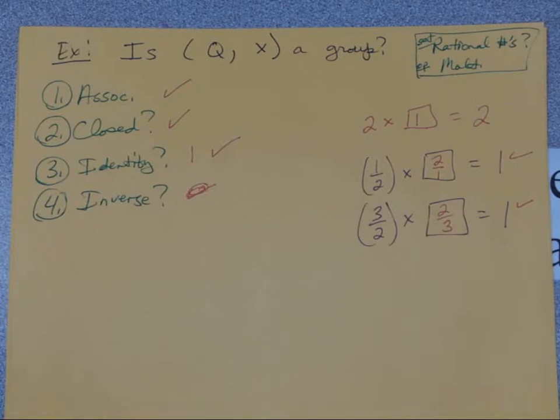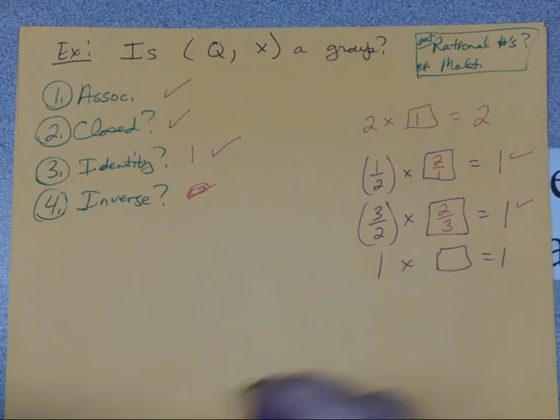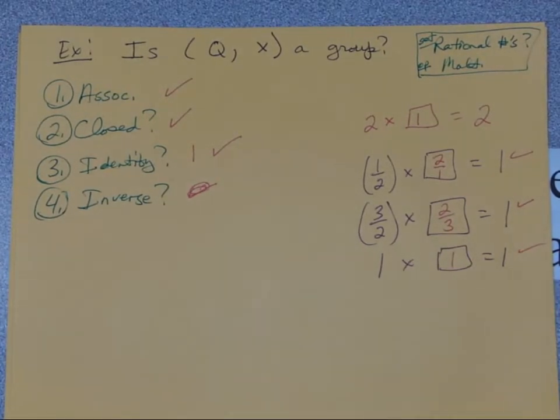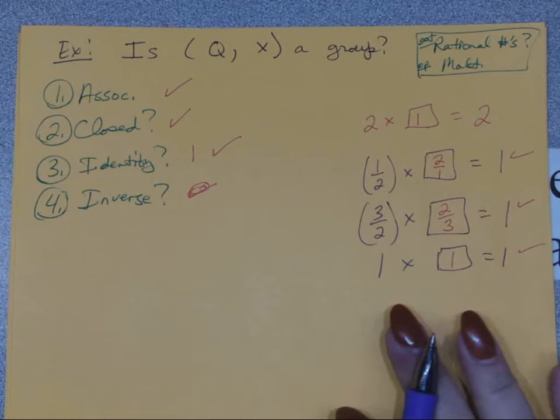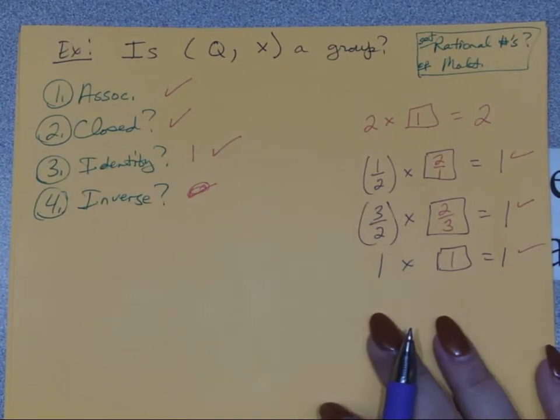So sometimes 1 might throw me off. 1 times something gives me a 1. I think we're going to be okay in this case, because 1 times 1 gives me 1, right? And that's also in the rational numbers, so I'm okay there. So what else might be my problem child here? I've mentioned it several times. 0. 0 might be your problem child, right?